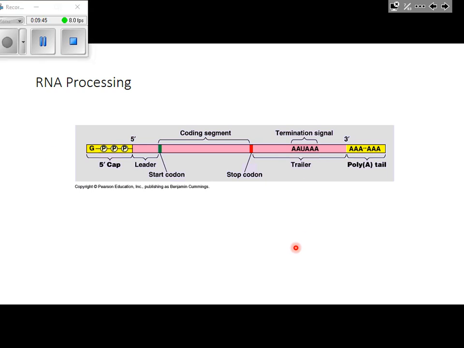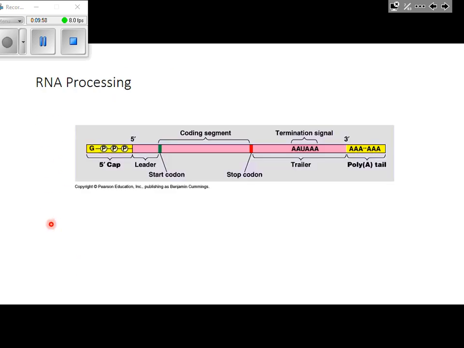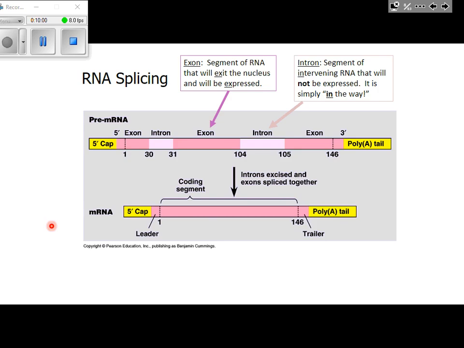There's a lot we don't know about this. There's a lot that people are still trying to figure out. But those are the two things that are added to RNA before it leaves the nucleus: the 5' cap and the poly A tail. Okay, and then remember there's a third event that happens. The 5' cap is added, the poly A tail is added, but there's also some things that are removed. So before we describe that, let's talk about exons, not the gas company, exons and introns.